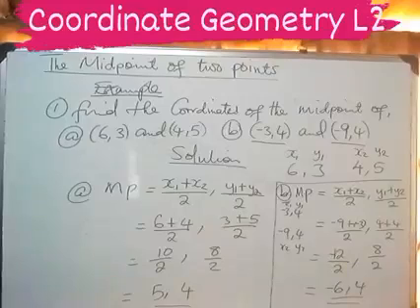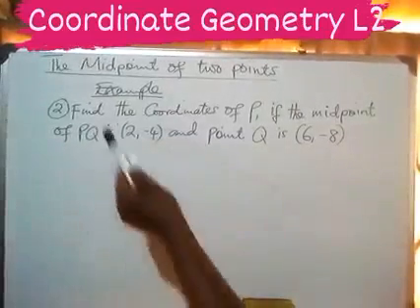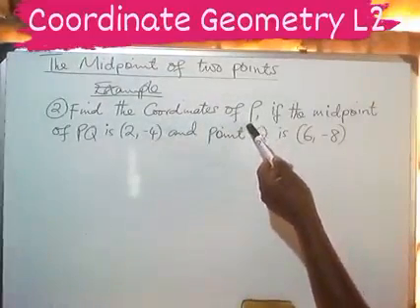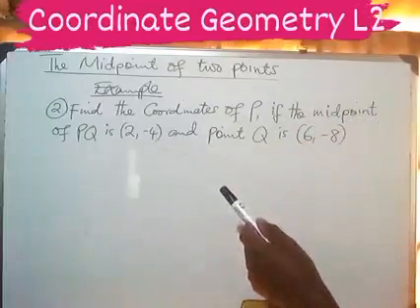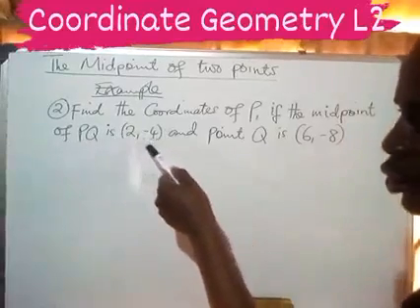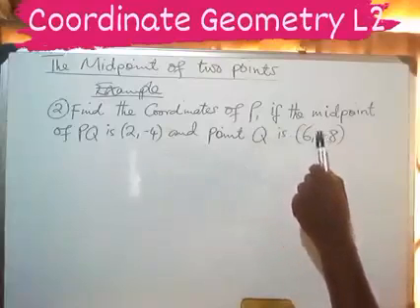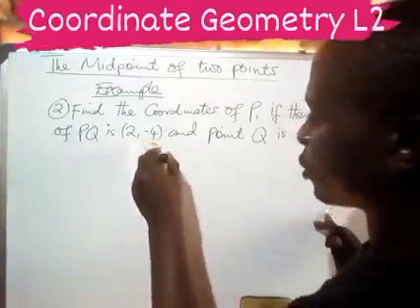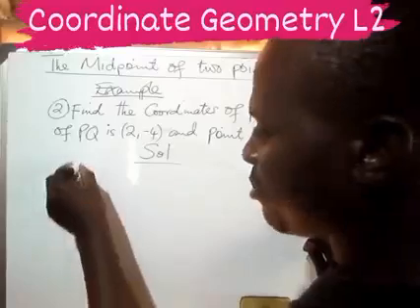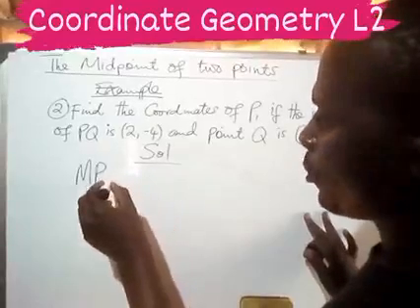Let us look at example number 2. The question is, find the coordinates of P if the midpoint of PQ is 2, negative 4 and the point Q is 6, negative 8. Let's go to our solution. So we have the midpoint of PQ.